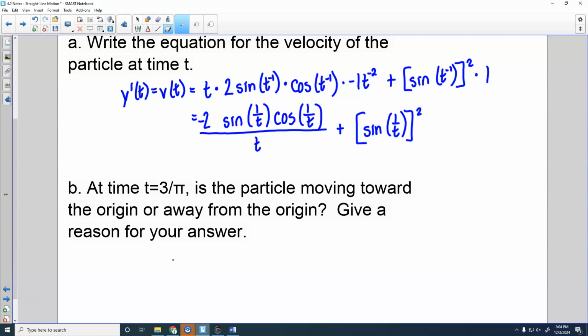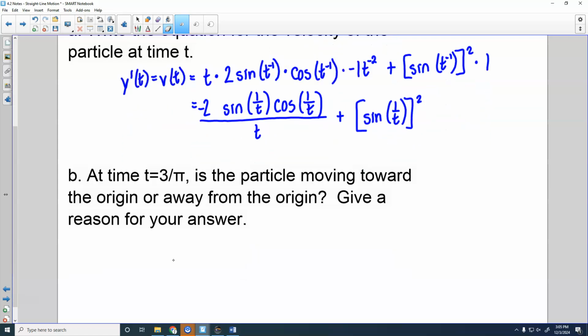So, at time t equals 3 over pi, is the particle moving toward the origin or away from the origin? Give a reason for your answer. So, if velocity is positive or negative, it tells me whether I'm moving right or left. Is it going to tell me whether I'm moving towards the origin or away from the origin? It's not, because I've got to know where I'm starting from, right? So this is a little bit like a speed situation. You need to know your position to know where you're starting out at, and then you need to know whether you're moving left or right. So you are going to have to find y of 3 over pi first.